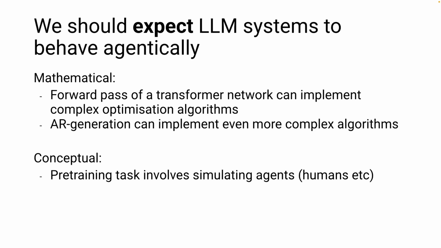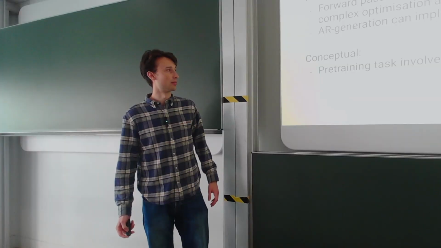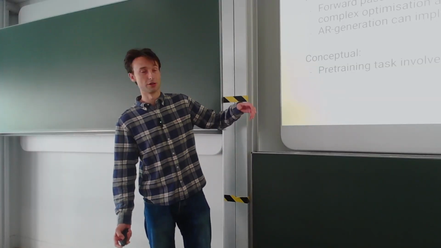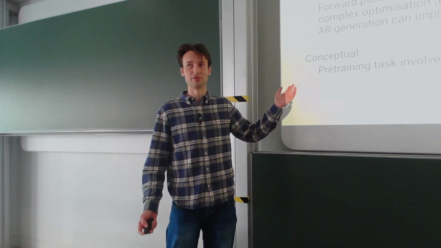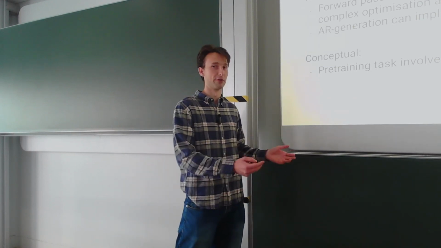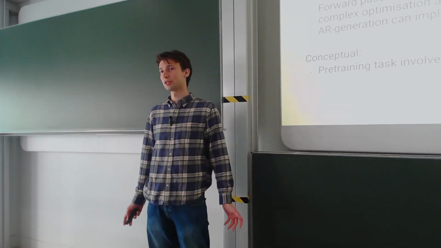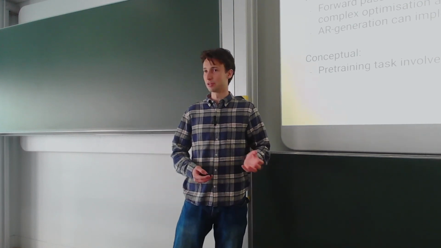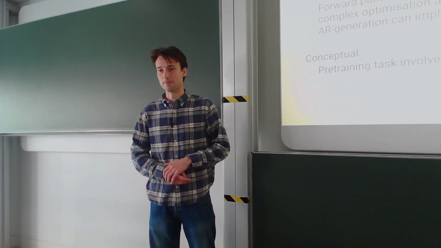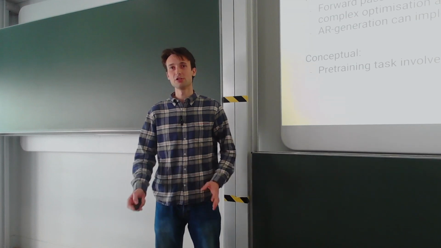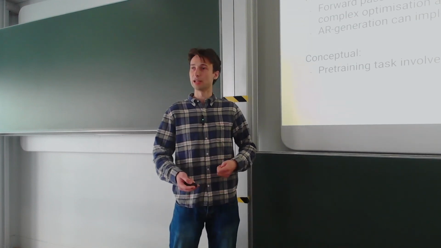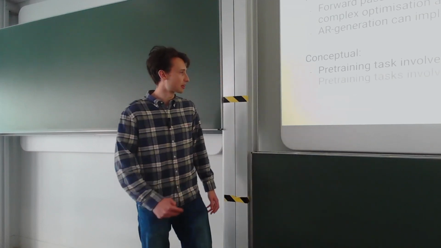The pre-training task involves solving hard problems. If you're doing really well at pre-training, you should be able to implement some very complex algorithms, and one of the things you need to be able to do is to simulate agents, and in particular simulate humans, because there's so much data on humans, it's everywhere on the internet. If you're reading fiction, you need to have this theory of mind. You need to understand how humans behave. You need to be able to predict what a good human action looks like.